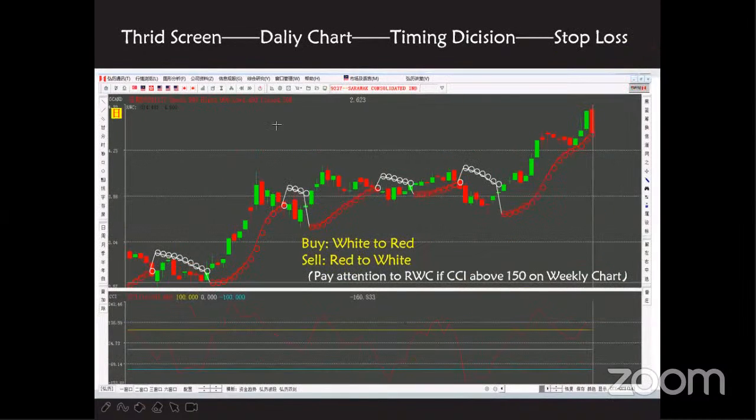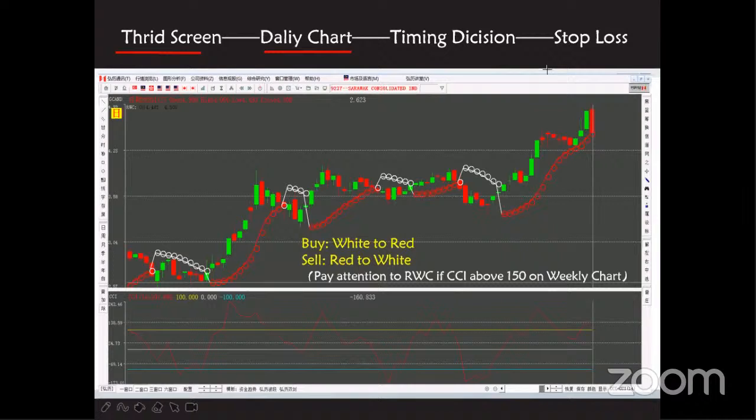Then the last one is the third screen. Here we need to base on the daily chart. The daily chart is for the timing decision, which means we need to decide whether it's a good time for us to buy or to sell, right? Which means buy and sell points actually. So that is the main purpose of using the daily chart.